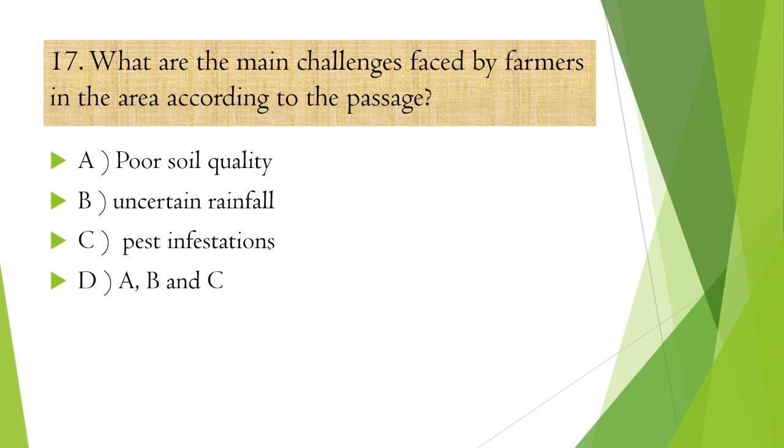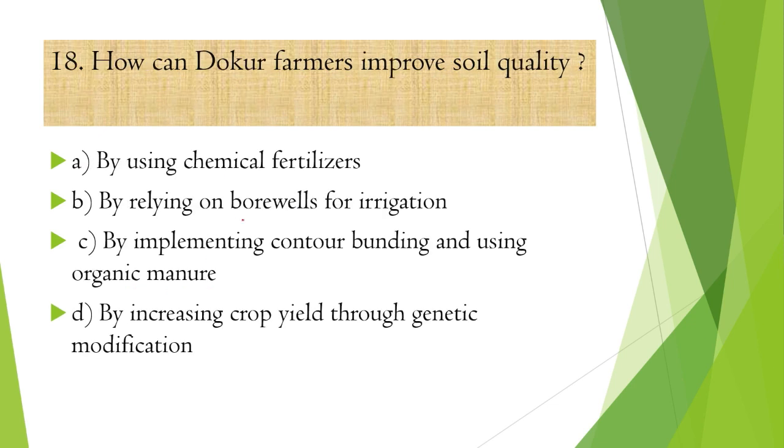What are the main challenges faced by farmers in the area according to the passage? So what kind of problems are they facing in Dokur village? Poor soil quality, uncertain rainfall, pest infestations. What is the correct answer? So three are correct answers, so we can consider A, B, and C. In this village, we find poor soil quality, one thing. Second one is uncertain rainfall, means they find very less rainfall. And C is pest infestation due to the chemicals or fertilizers. It affected the land. So these all three are correct answers.